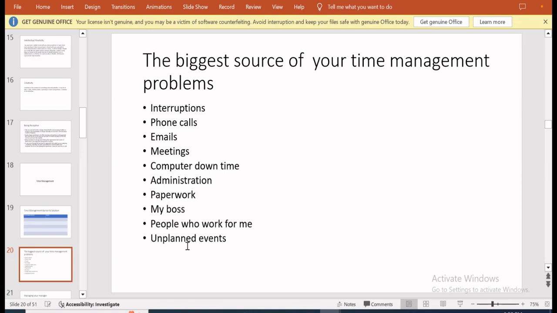And actually you have not done your work because you have spent time working on your boss's work, or helping people who work alongside you. Unplanned events, all of a sudden you are going to the office tomorrow, you are getting another work. ये सबका साथ होते हैं.